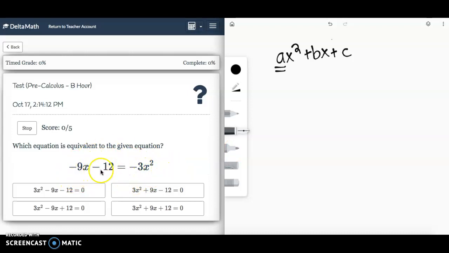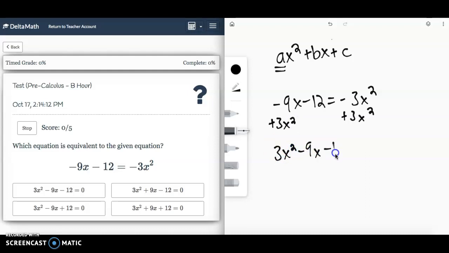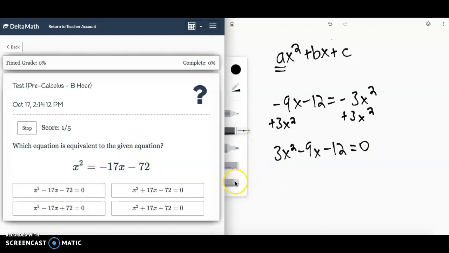I could either add 9x and add 12 to both sides to move them over here, but that would give me a negative x squared. So in order to get rid of that negative x squared, I'm just going to move it over here instead. If I have negative 9x minus 12 equals negative 3x squared, I'm going to add 3x squared to both sides. Then I'll get 3x squared minus 9x minus 12 equals 0. Lovely.